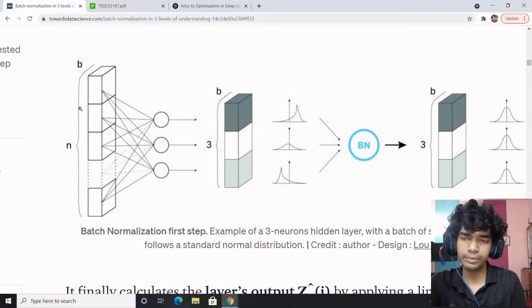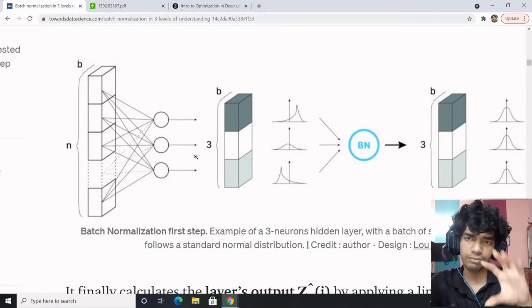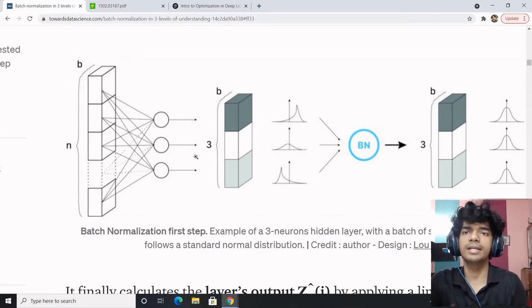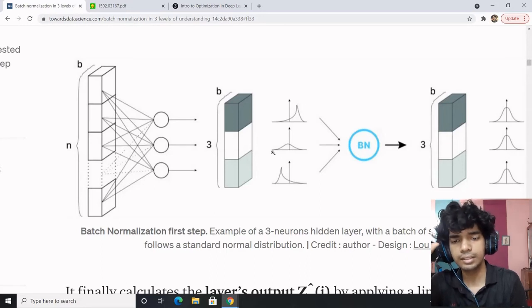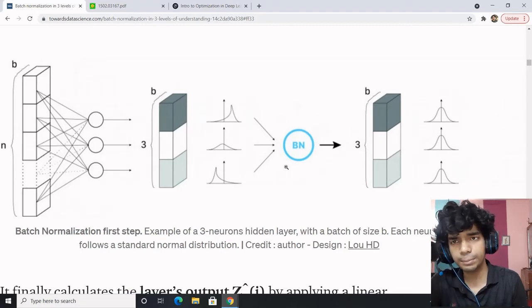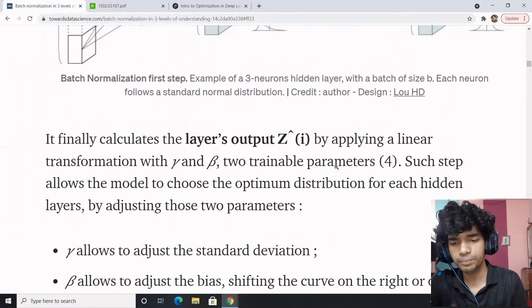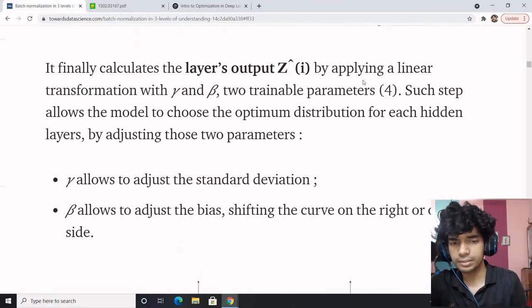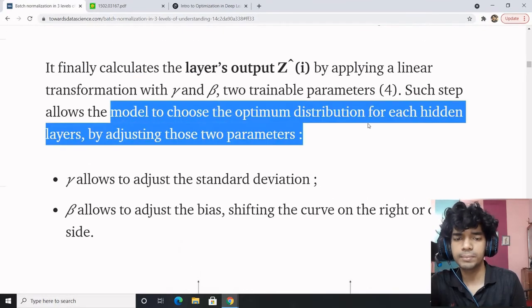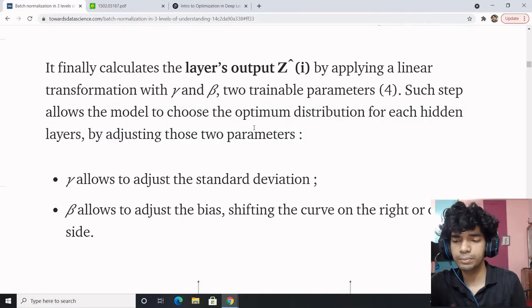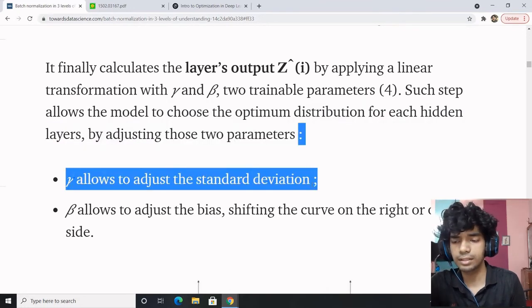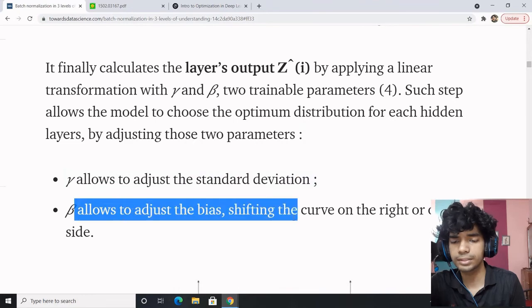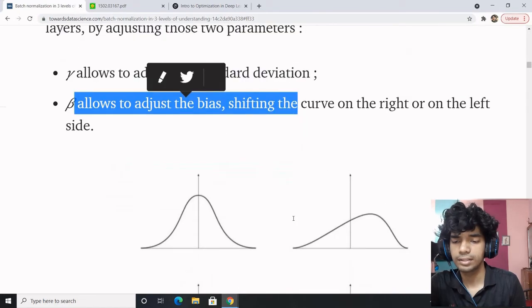I might be able to control the inputs, but what happens beyond the input? If the data distribution changes, then the internal distribution of the weights, or how those are treated, would also change. So by using a batch normalization layer, I'm able to work upon it. So we have two parameters. This step allows the models to choose the optimum distribution for each hidden layer by adjusting two parameters. Gamma allows us to adjust the standard deviation, beta allows us to adjust the bias, shifting the curve to right and left.